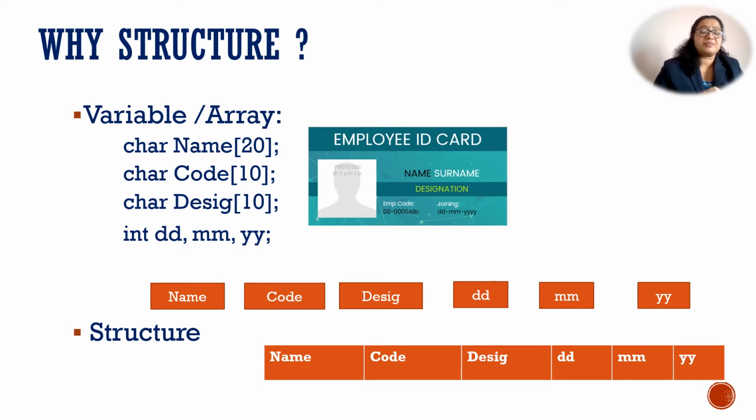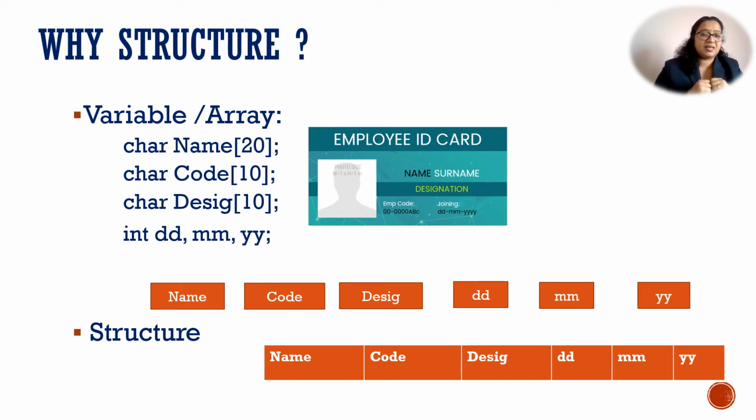So if you are using this type of variables or arrays, the compiler will create cells in RAM randomly. It is not in continuous cells. It is not in sequence. Anywhere it will create. Name, one cell may be in the 1000 location. Code may be in the 2000 location. Designation may be in the 3000 location. Like that it will create randomly.